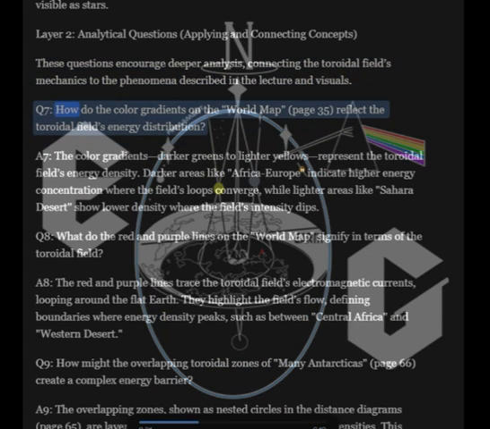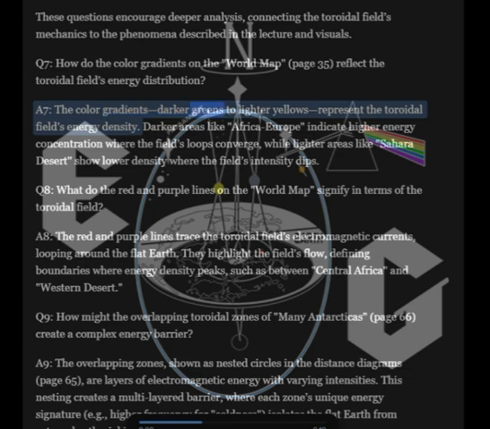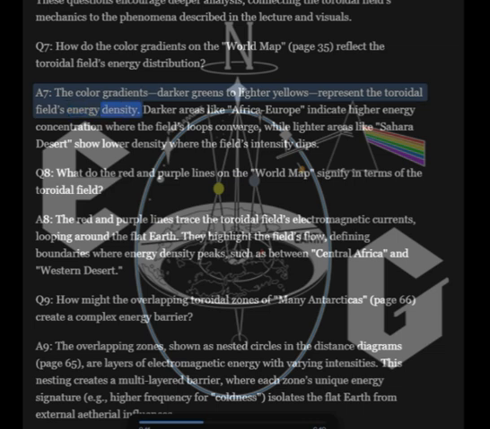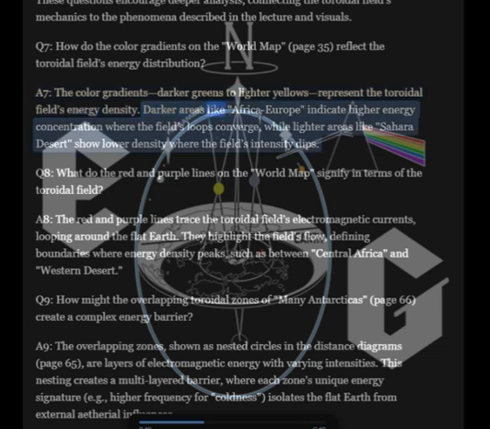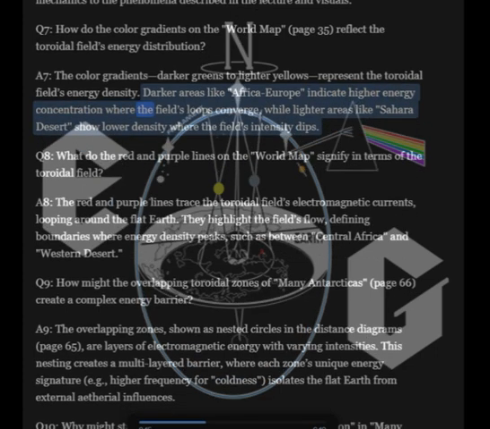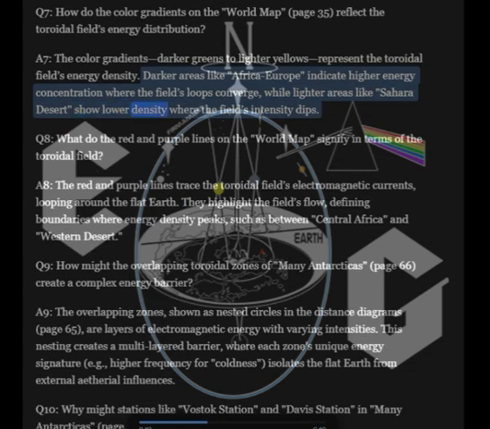Q. How do the color gradients on the Tonto-world map page reflect the toroidal field's energy distribution? A. The color gradients, darker greens to lighter yellows, represent the toroidal field's energy density. Darker areas, like Africa-Europe, indicate higher energy concentration where the field's loops converge, while lighter areas, like Sahara Desert, show lower density where the field's intensity dips.